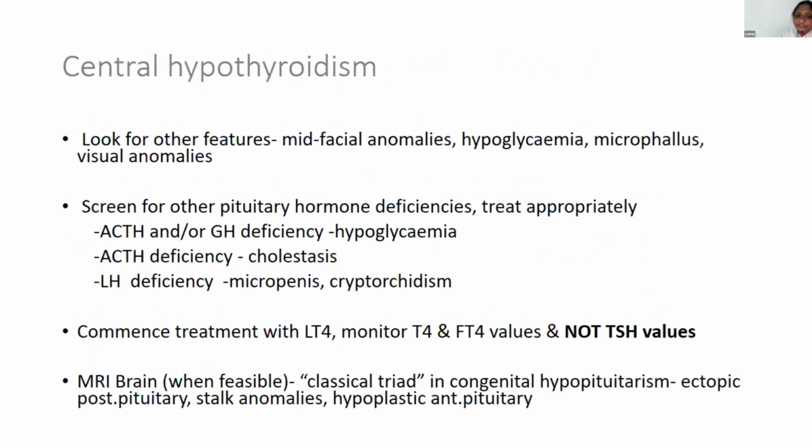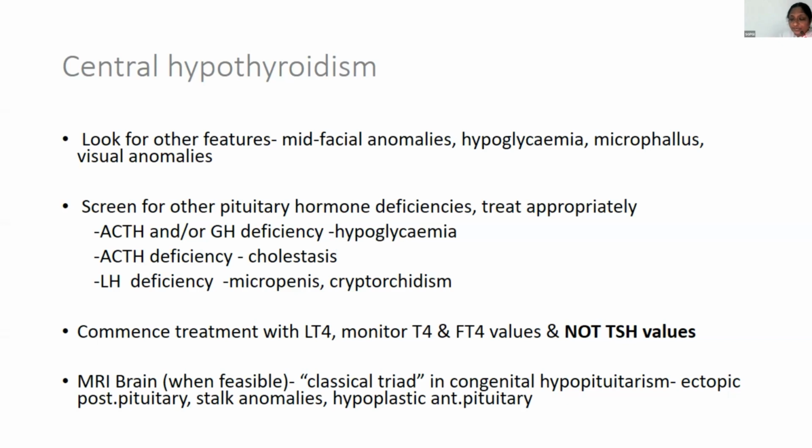In central hypothyroidism, if the thyroid profile is suggestive of that, ideally we should see the babies before we see the thyroid profile. We need to look for any midfacial anomalies, hypoglycemia, microcephaly. Visual anomalies at birth are difficult to assess, but these children often have septo-optic dysplasia, agenesis of the corpus callosum, etc. So it's important to screen for other pituitary hormone deficiencies. ACTH deficiency, with or without growth hormone deficiency, causes hypoglycemia in the newborn period. ACTH deficiency alone causes cholestasis, and an LH deficiency can cause micropenis.